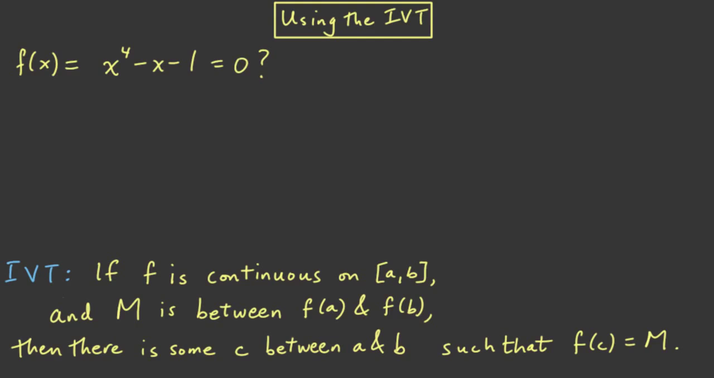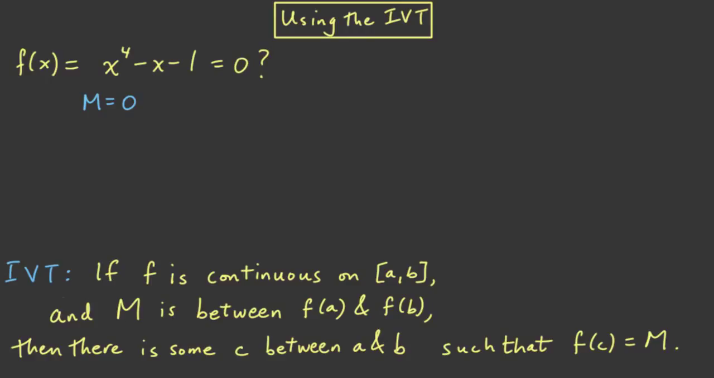And this conclusion of the theorem, that's exactly what we want. We want to know if there is some point such that f of c equals 0 in our case. So we're going to be using 0 for m. And we already know that f is continuous, so all that remains is we need to find f of a and f of b such that m, which is 0, is in between f of a and f of b.